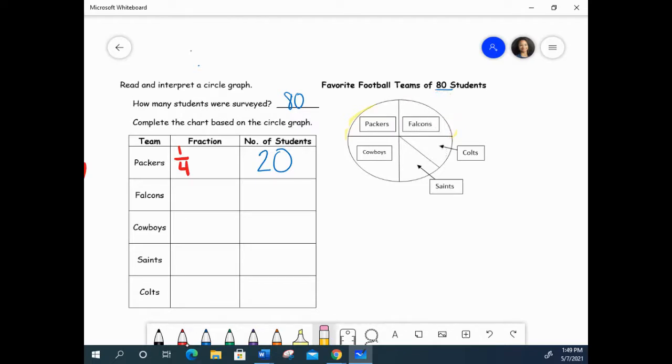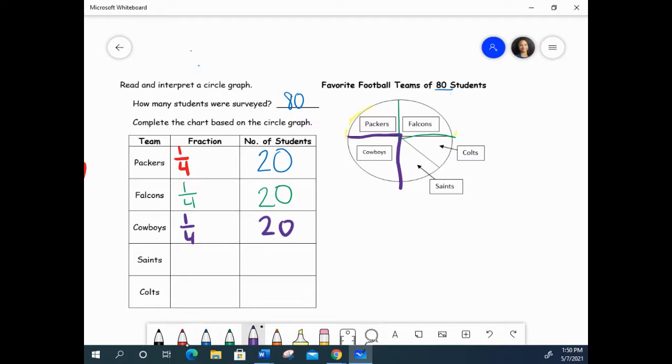All right, now let's take a look at Falcons. If we look at Falcons, which I'll do in green, Falcons is this area right here. That looks exactly the same as the Packers. So we're going to have 1/4, and again, that's representing 20 students. Next up, we have Cowboys. When we look at Cowboys, I'll do that in purple, and that's this section here. That's the same exact section as the Packers and Falcons. So again, that's 1/4 and that's 20.